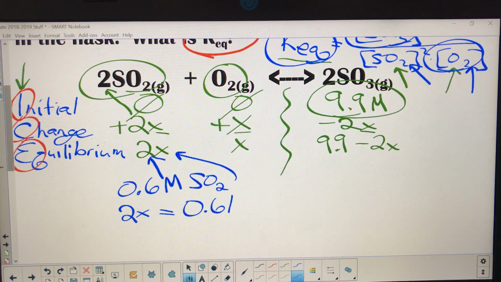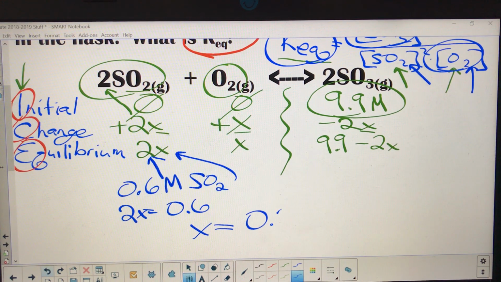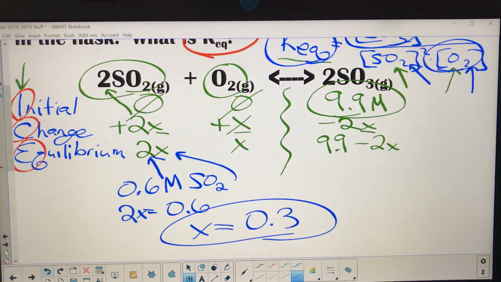2x equals 0.6, okay? So we can solve for x. X equals 0.3. Again, the whole point of this wasn't to solve for x, it was to solve for the equilibrium constant. But you can see where we're going now. If x equals 0.3, you can simply plug in for x.